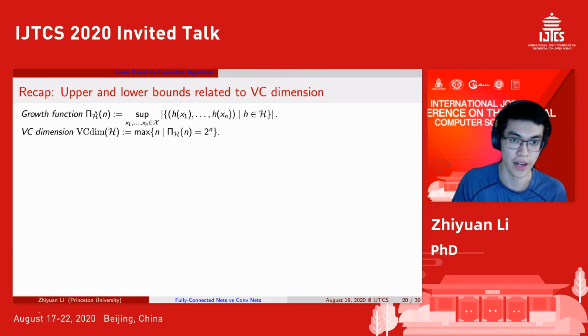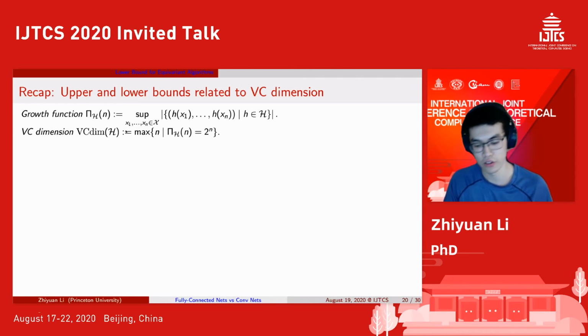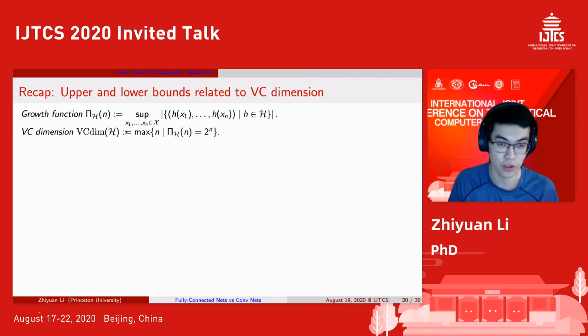First, the growth function Π_H(n) is defined as the maximum cardinality of the set of patterns which can be achieved by all the functions in this function class H on all possible choices of x_1 to x_n, where each x_i belongs to this domain X. Obviously, Π_H(n) is upper bounded by 2^n, and we call the maximum natural number n such that Π_H(n) can realize its upper bound the VC dimension of the function class H. Now this notion is independent of the distribution. It's just a combinatorial definition.